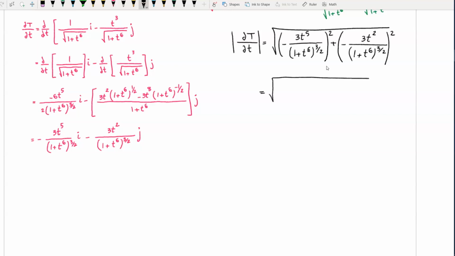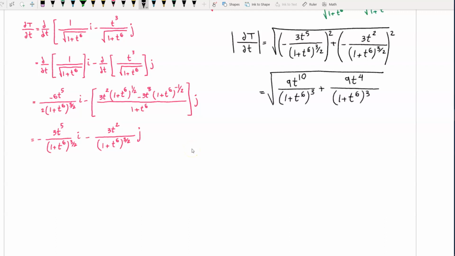Now square each term. This is equal to the square root of 9t to the 10th power over (1 plus t to the 6th power) cubed plus 9t to the 4th power over (1 plus t to the 6th power) cubed. Now this is equal to 3t squared over 1 plus t to the 6th power, where the power is 3 over 2, multiplied by (t to the 6th power plus 1). Now simplify, so this is equal to 3t squared over 1 plus t to the 6th power.